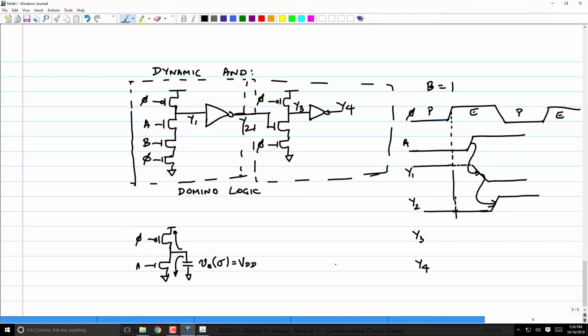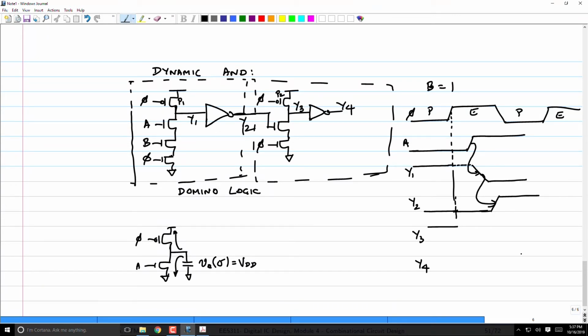It's going to be driven high through the pre-charge transistor. Let me call this P1, P2. It will be driven high through the pre-charge transistor P2. And therefore, it's going to be high.